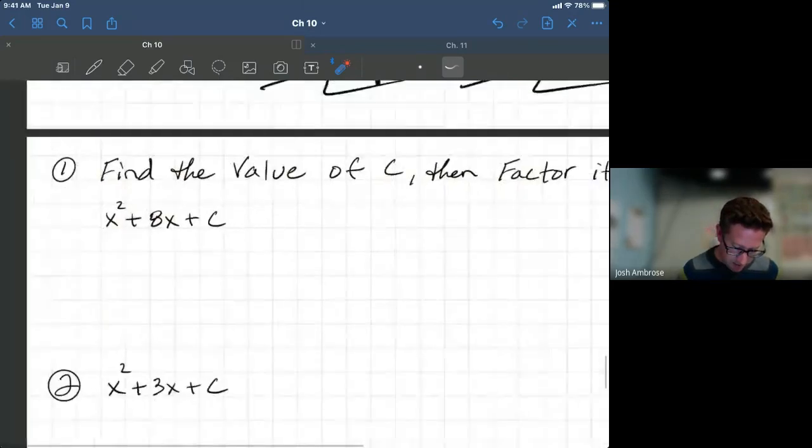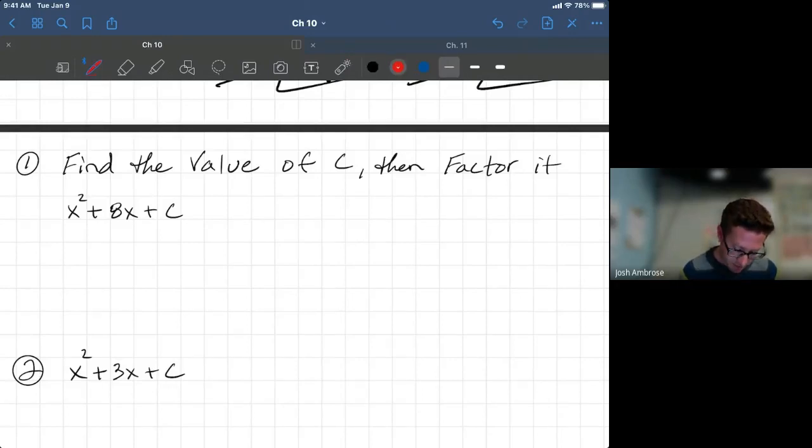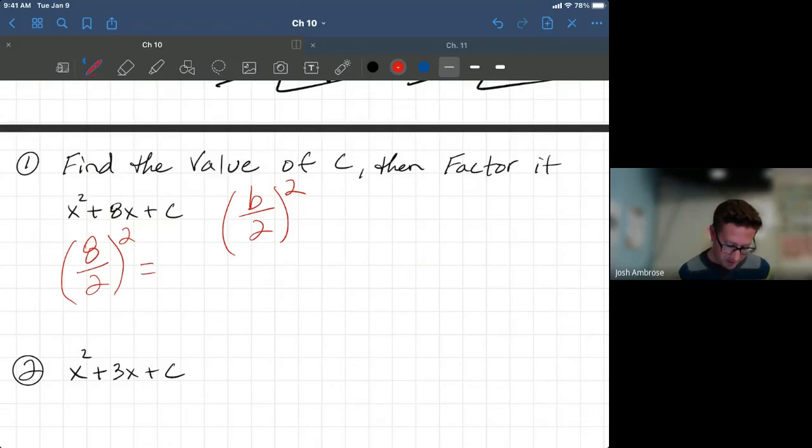All right, first one, find the value of C, then factor it. They didn't give us C, so we have to solve for C. All right, so here's that equation again, b divided by 2. Take that quantity and square it. So what is my b value? It's 8. 8 is my b value. So 8 divided by 2, that quantity squared. What does that equal? That equals 4 squared. What does that equal? 16. Okay, so that's my new C value. Let's make sure we know that.